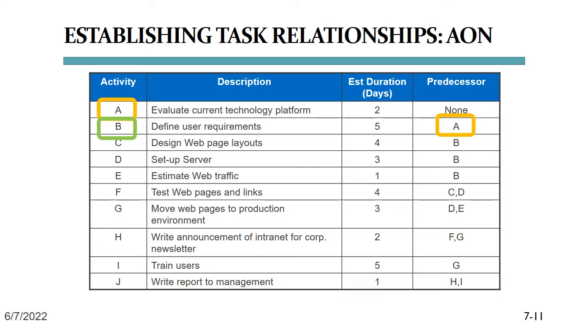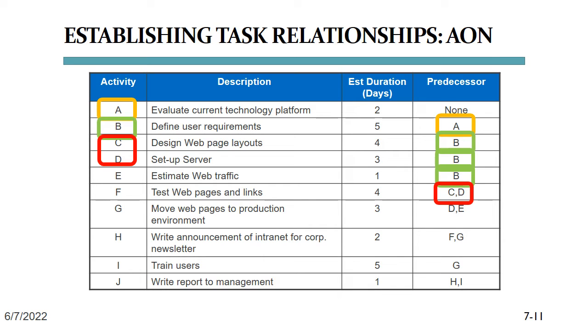But do we need to do these three tasks one after the other? No, we can do those at the same time. That is why they're all connected to B and run in parallel. Now let's look at task F. We can only test web pages and links if we have those web pages, and we can run them on a server. This means that F needs to follow both C and D.